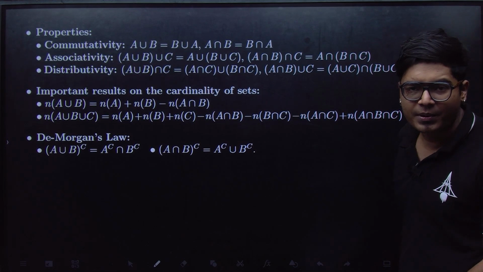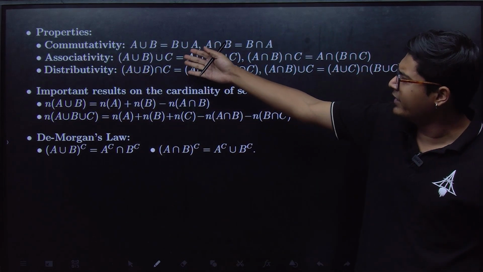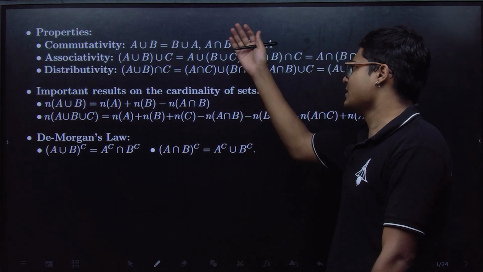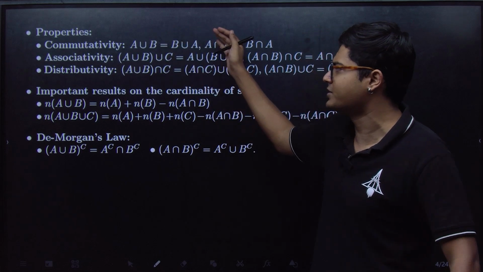Next thing is some properties of these operations, starting off with commutativity. So what is a union? As you can see, it's commutative, right? If you take A union B, it's always going to be the same as B union A. Same goes for intersection, right? A intersection B is always going to be equal to B intersection A. So these two operations are commutative.